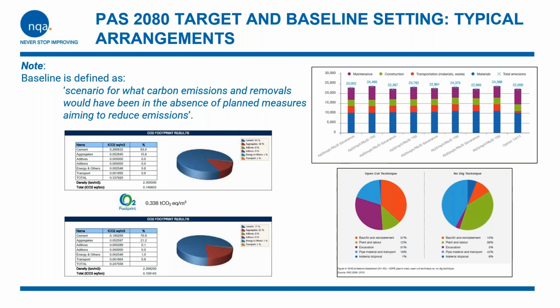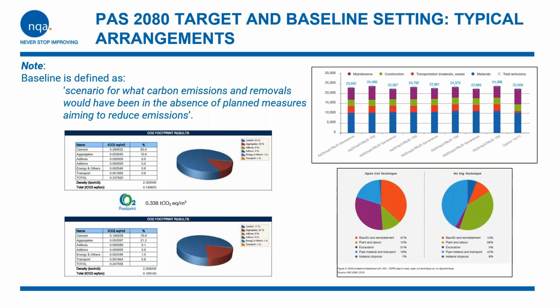So the graph on the left there will show you a typical construction project carbon calculation. The graph on the right shows you different techniques for laying, for example, HDPE pipe in road. If you use the open cut technique, there's the carbon emissions. If you use the no dig technique, there's the carbon emissions.